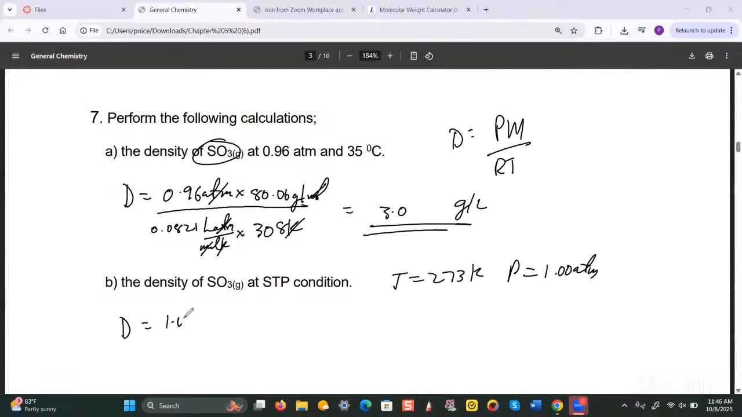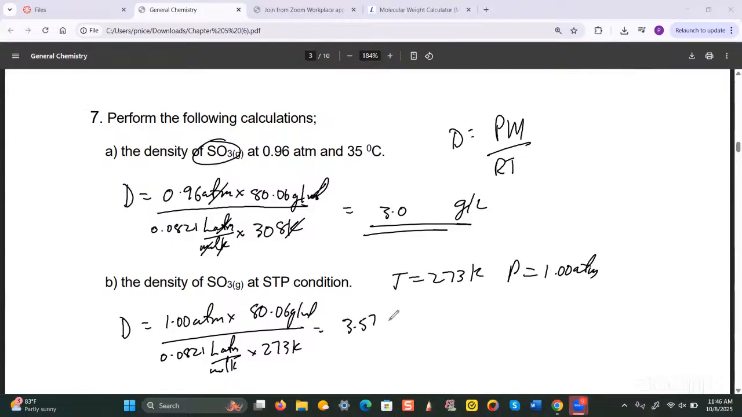Okay, so 1.00 atmospheres for the pressure, multiplied by the molar mass, which is 80.06 grams per mole, divided by R, which is 0.0821 liters atmospheres over mole Kelvin, times the temperature, which is 273 Kelvin. So let's see what that gives. 80.06 divided by 0.0821 divided by 273. Okay, so 3.57 is the answer I got, and the units here again will be grams per liter.